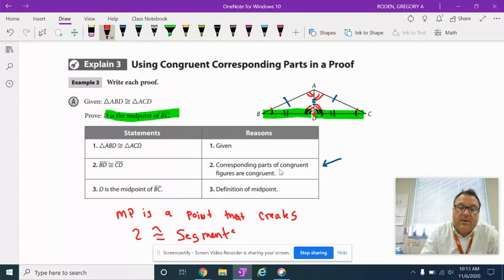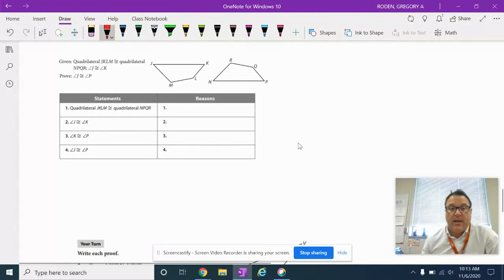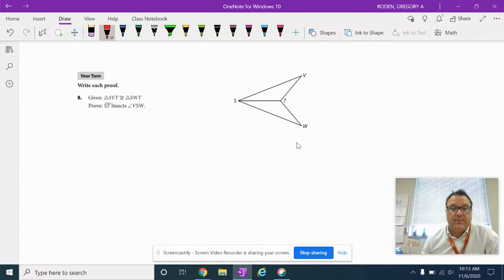And we did, and we know they're congruent because of CPCTC. Okay? All right, so let's do one more problem here. Let's do this one right here. This one looks pretty good. All right, so copy this one down, and now we're going to do a proof together.